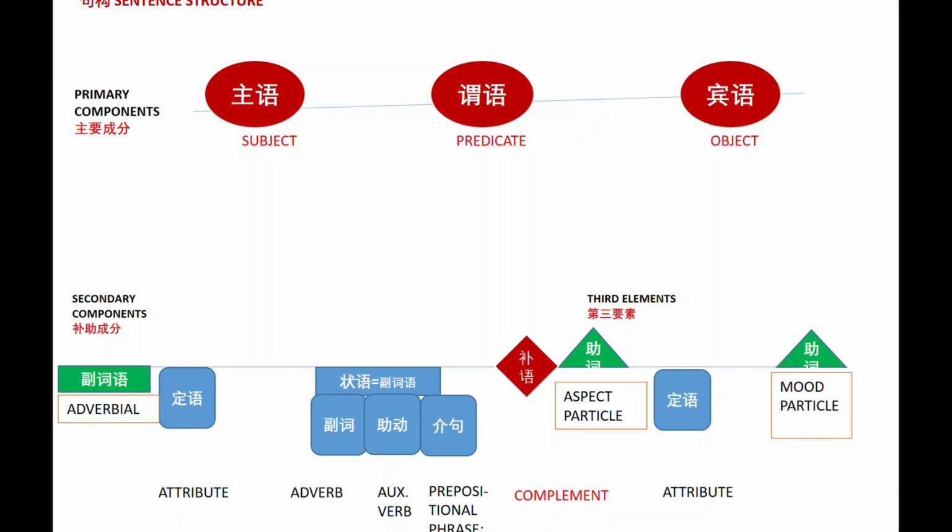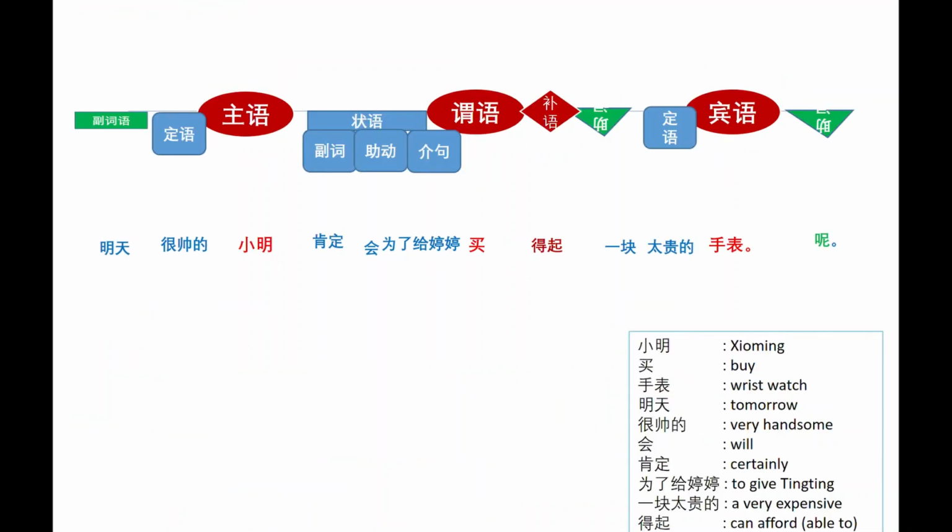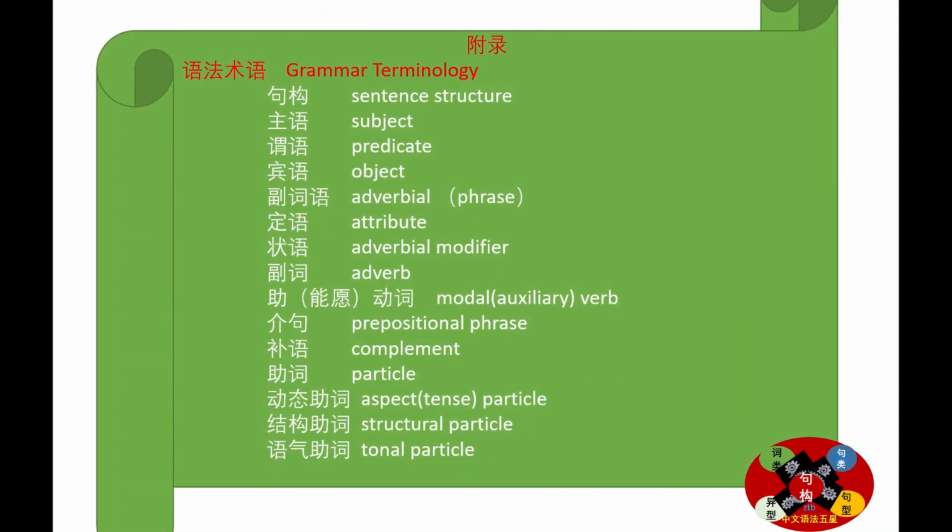Today we briefly examined the parts of speech, 词类, and the sentence structure, 句构, with the sample sentence. Find it here. What do you think of it? Also, refer to the appendix for grammar terminology. In the next video, we are going to discuss the next tasks, 句类, kinds of sentence, and 句型, types of sentence. You may well anticipate them.